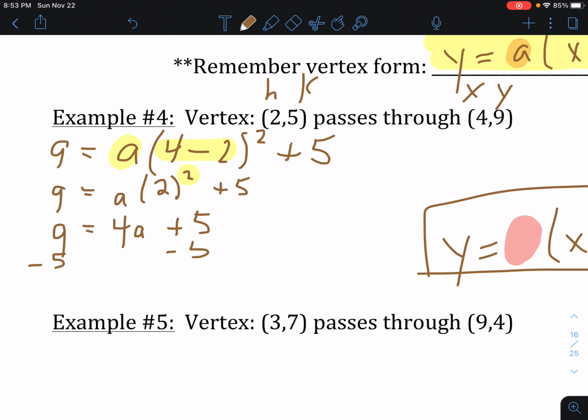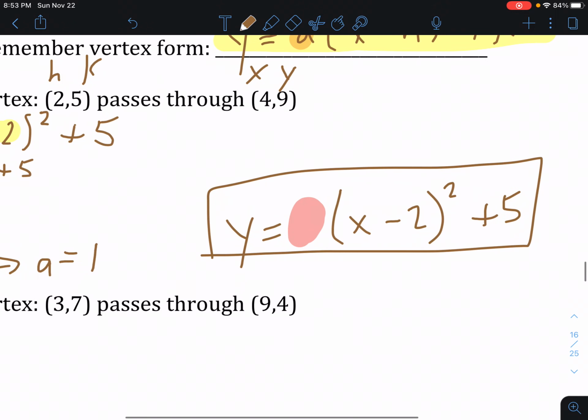We are now working on getting a by itself. So that subtracts to get 4 equals 4a. And then divide by 4. And we say, okay, a is 1. So we take that 1 and we plug it into the formula here. And there it is. There's our answer.